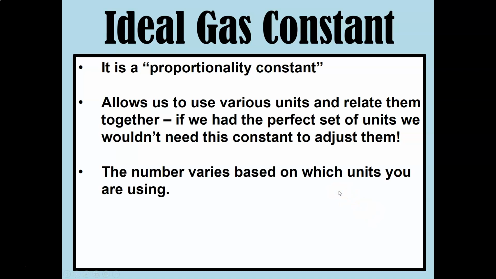The number is going to change based on which set of units you're using. If you're using atmospheres, you'll use one number. If you're using millimeters of mercury, you'll use a different number. So you will have to pay attention to the units to make sure you're choosing the correct R value.